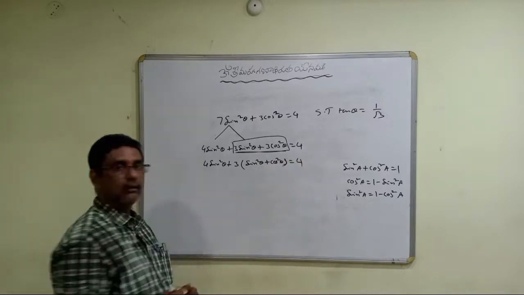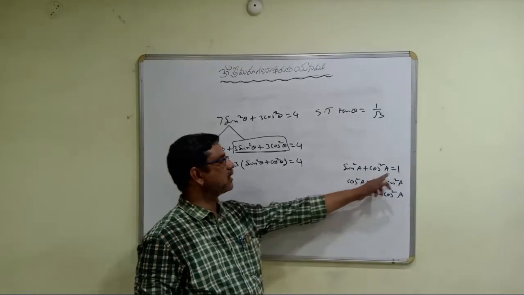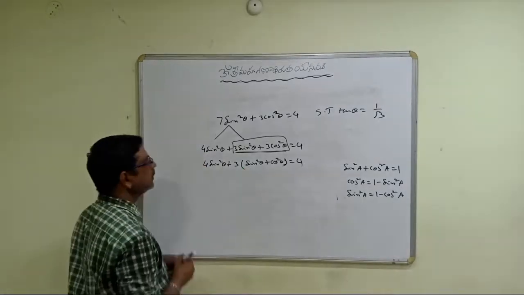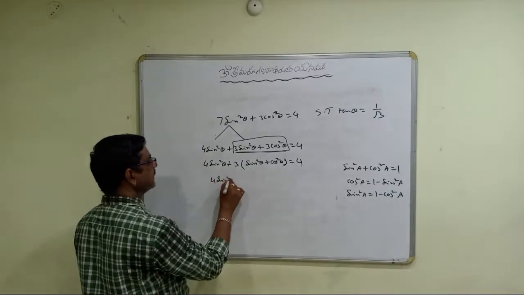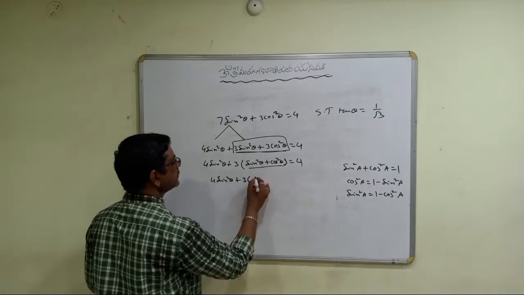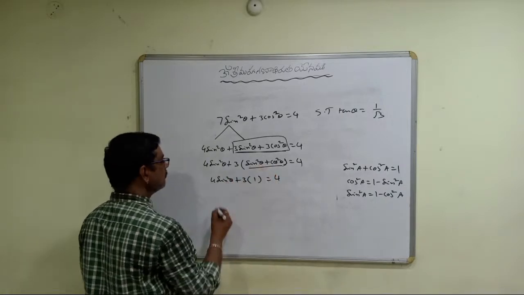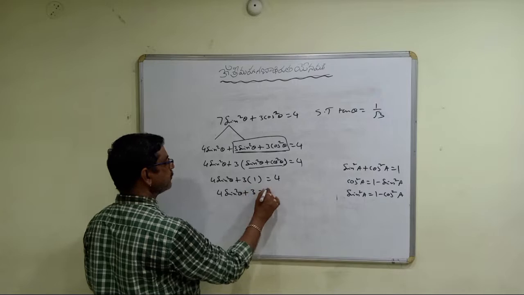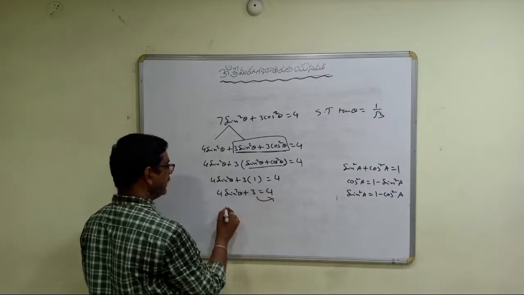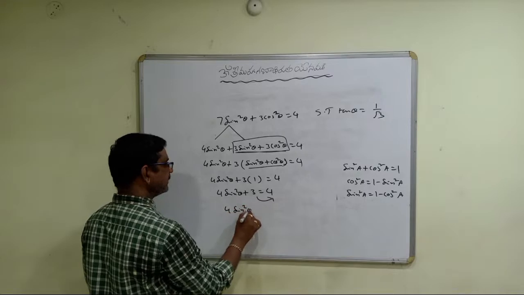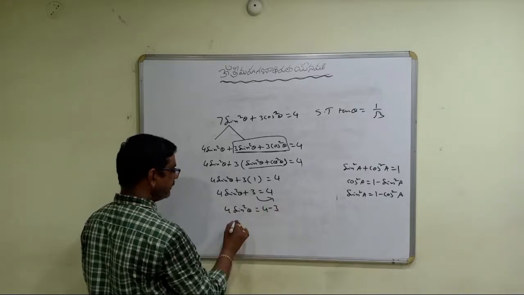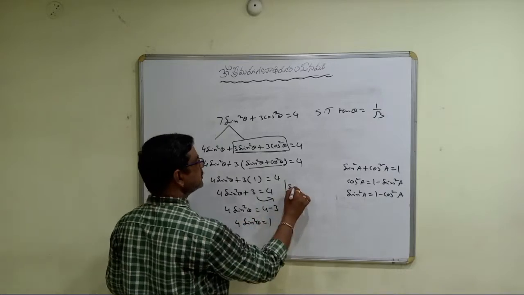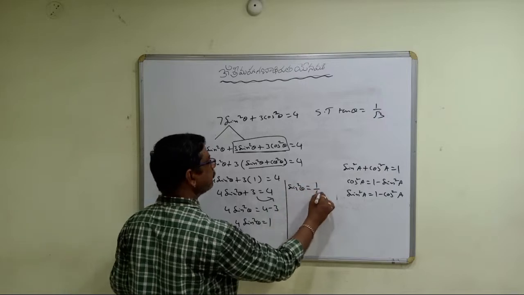Okay? Now only I told you that sin square A plus cos square A is 1. So what can I do here? 4 sin square theta plus 3 into this, which is nothing but 1, is equal to 4. So 4 sin square theta plus 3 is equal to 4. Send this 3 to that side. 4 sin square theta is equal to 4 minus 3. 4 sin square theta is equal to 1. Sin square theta is equal to 1 by 4.